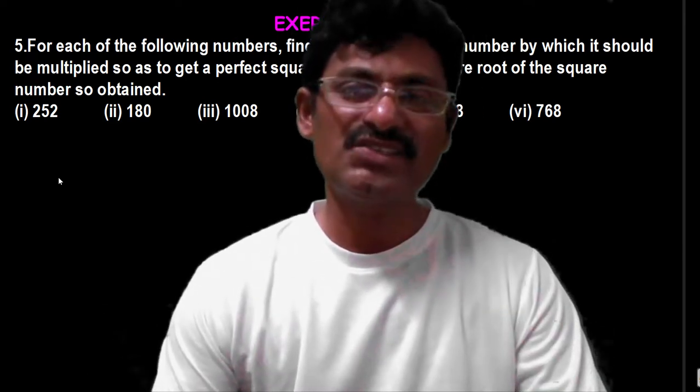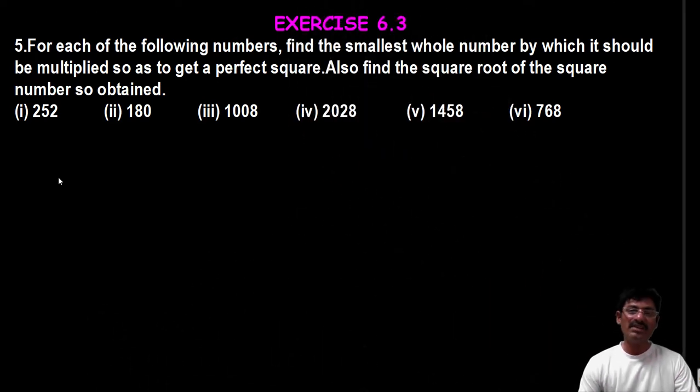In this class, let us do problem 5 in exercise 6.3. Let us read the problem first. For each of the following numbers, find the smallest whole number by which it should be multiplied so as to get a perfect square. Also, find the square root of the square number so obtained.